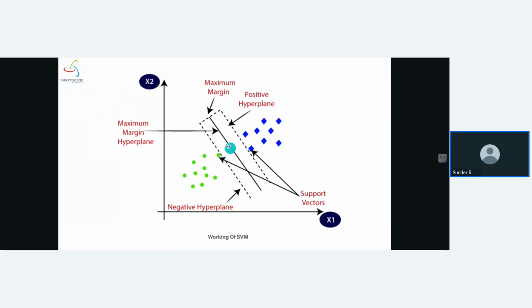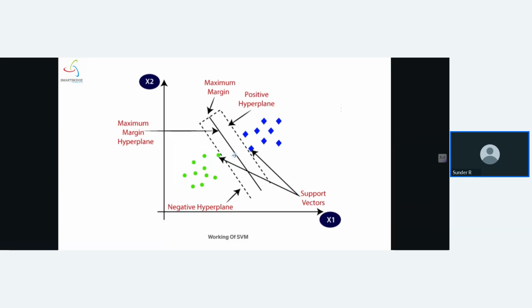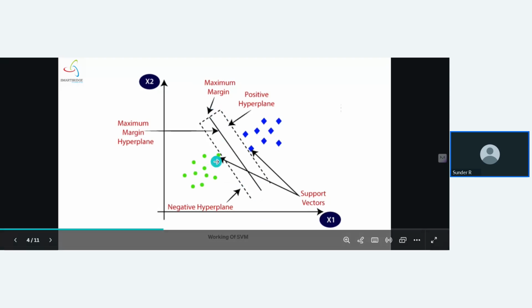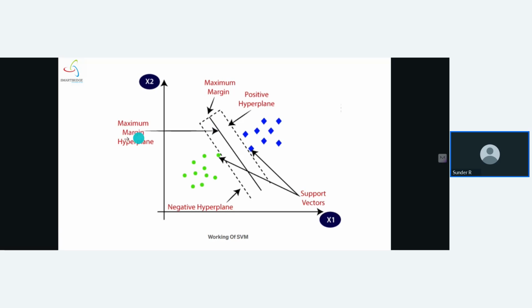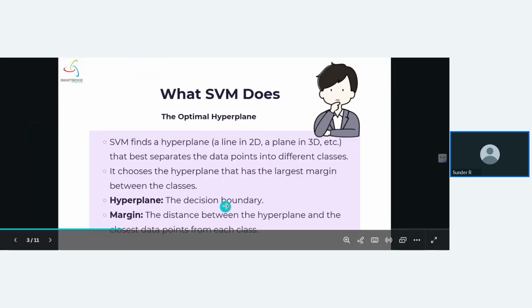So what is this margin? This is the hyperplane and these are the data points, right? The distance between them is called the margin. Is it clear? If you see here, this one will have a small margin, while this one and this one will have a high margin, because the distance between the data points and this hyperplane is very, very high. It's clear?